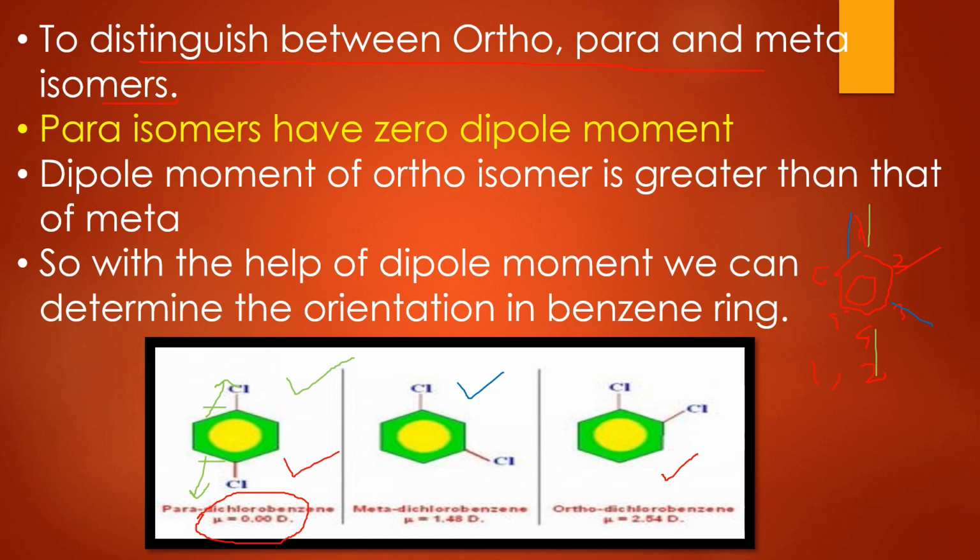Now coming to ortho and meta. Ortho is having more dipole moment than that of para. So out of these three, ortho is having maximum dipole moment, followed by meta, followed by para. Para is having net zero dipole moment. So with the help of dipole moment, we can distinguish and identify the di-substituted benzene, or we can say ortho, para and meta isomers of any molecule.